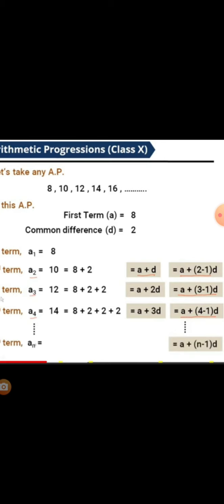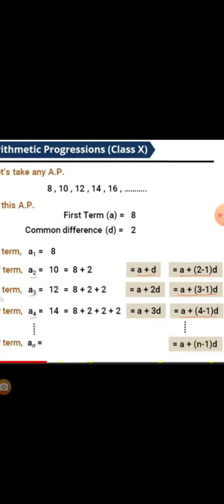So 3 minus 1 is what? 3 minus 1 is 2. A plus 2D. Again, the fourth term. What is the fourth term? 14. How did you get 14? Add plus 2 to the third term. What is the third term? 8 plus 2 plus 2 plus 2.